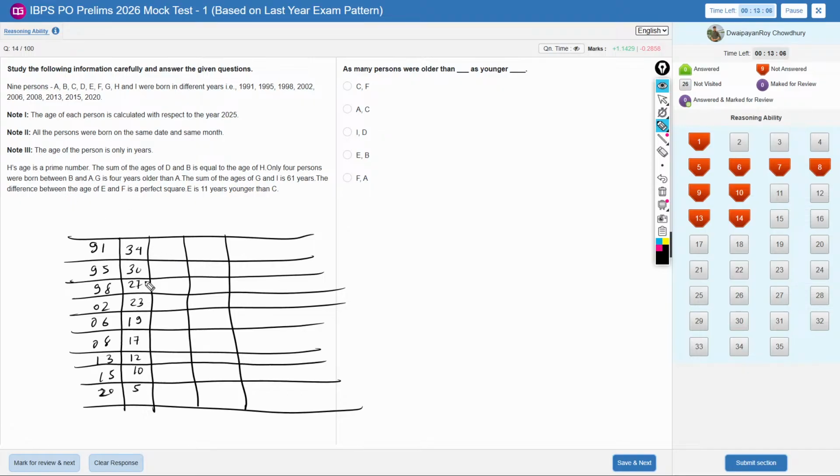Age is a prime number. 23 prime, 20, 19 prime, 17 prime, 5 prime. So H is prime. Sum of D and B is equal to H. So 19 is 17 plus 2, 12 plus 10, 9, no. 23, 17, something, no.